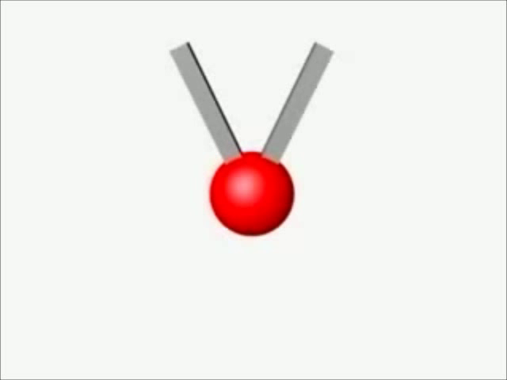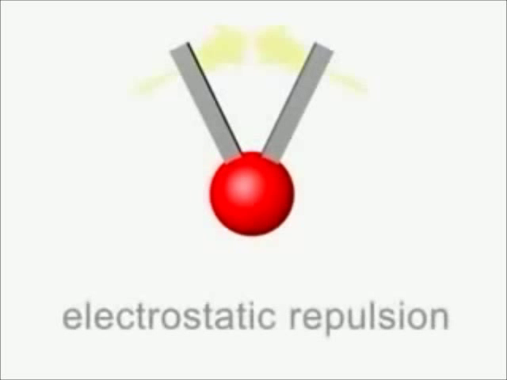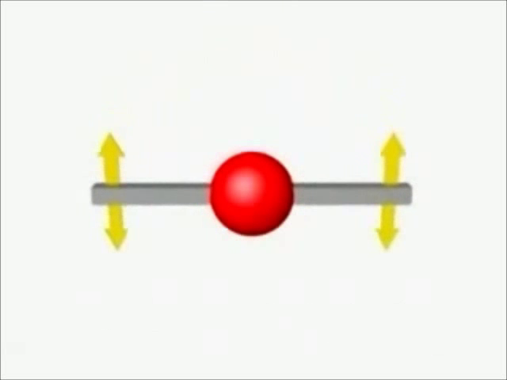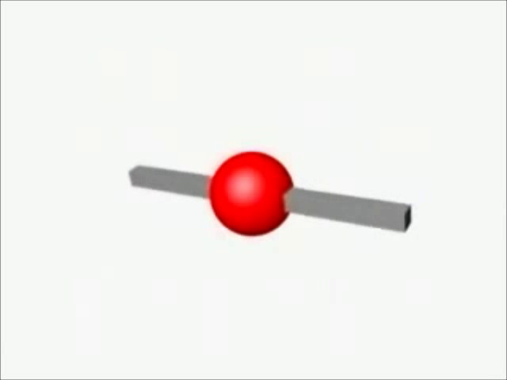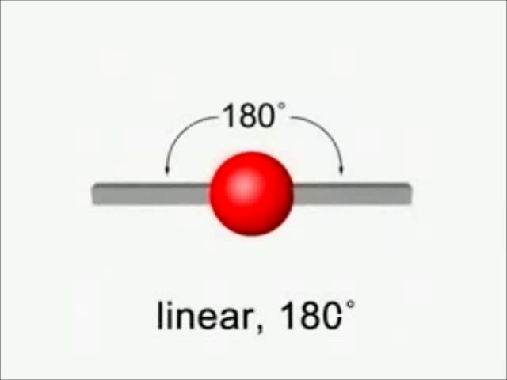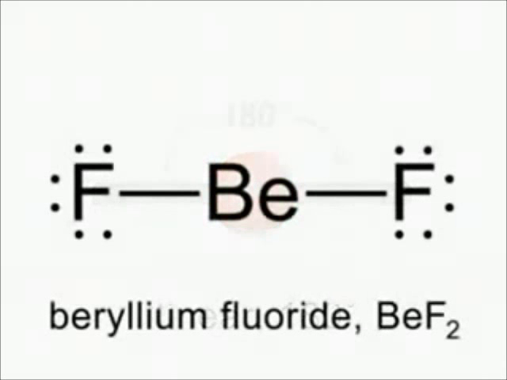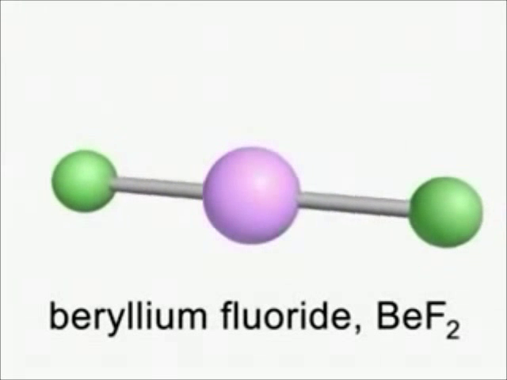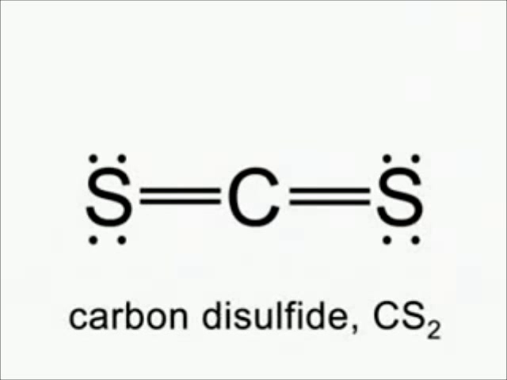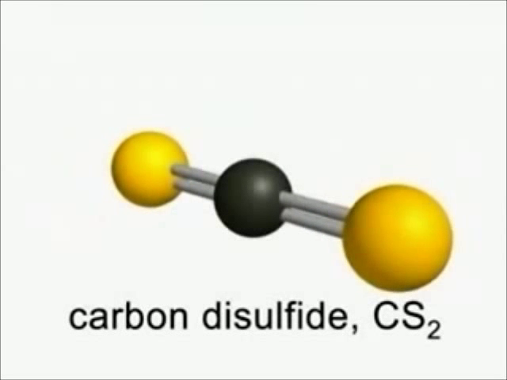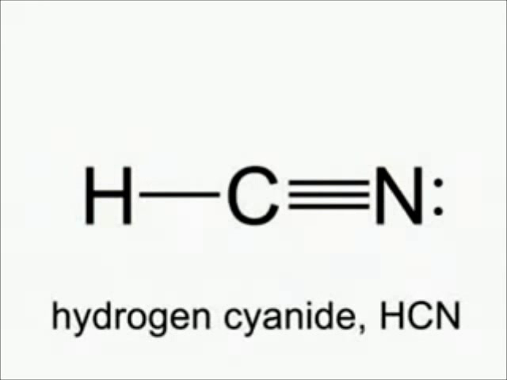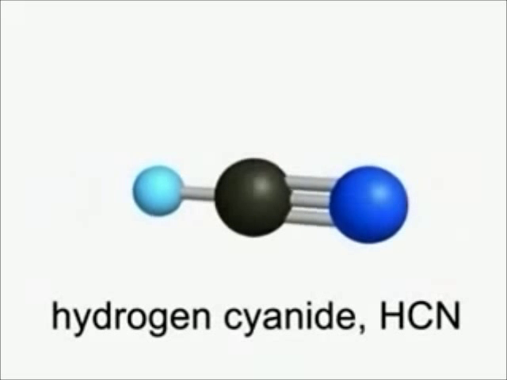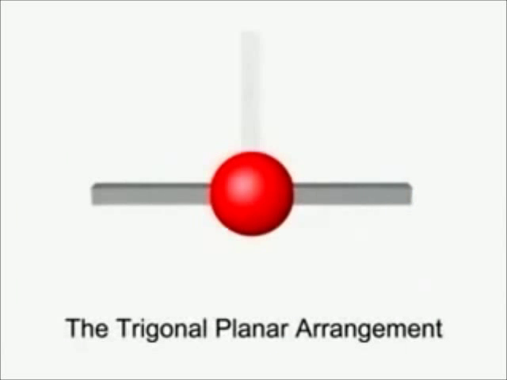The simplest case has two negative groups around a central atom. At any angle less than 180 degrees, electrostatic repulsions push the bars apart. Repulsions are minimized when the bars attain a linear arrangement. Electron groups can be single bonds, as in gaseous beryllium fluoride, double bonds, as in carbon disulfide, triple bonds, as in hydrogen cyanide, or, as you will see shortly, lone pairs.